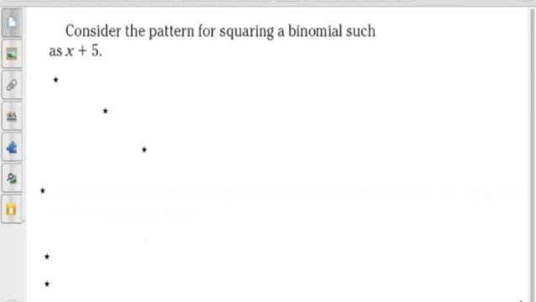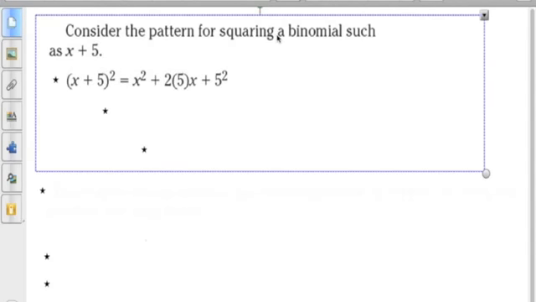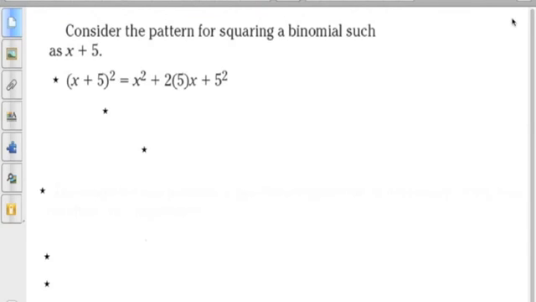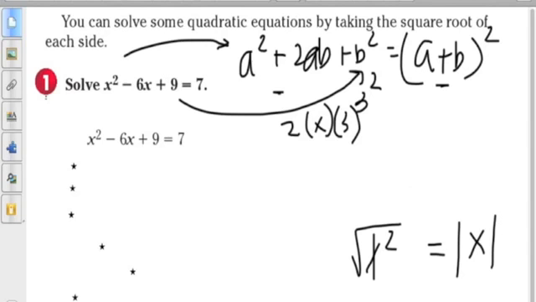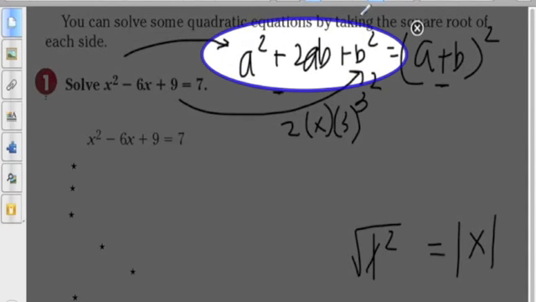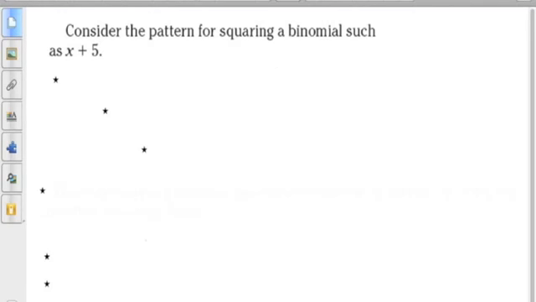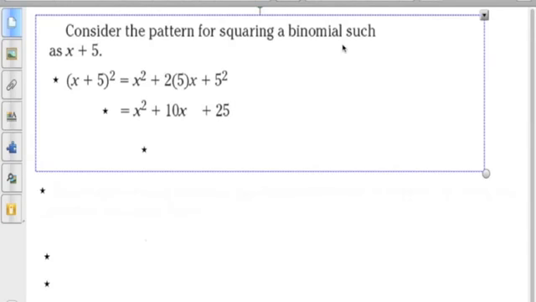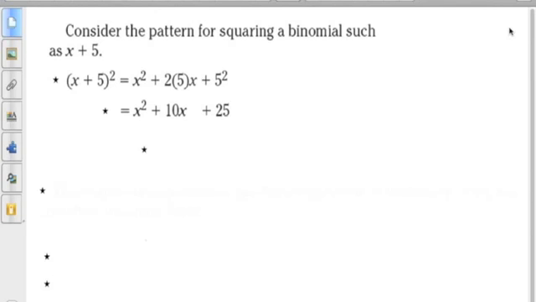Consider the pattern for squaring a binomial such as x plus 5. If you square x plus 5, you end up with x squared plus 2 times 5x plus 5 squared. This again goes back to the rule a squared plus 2ab plus b squared. That's what we followed in that case. Simplifying further, we now have x squared plus 10x plus 25.